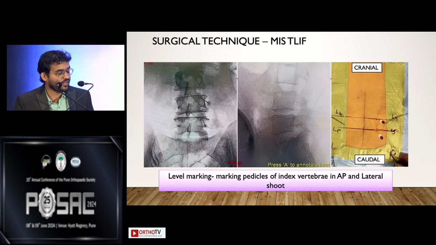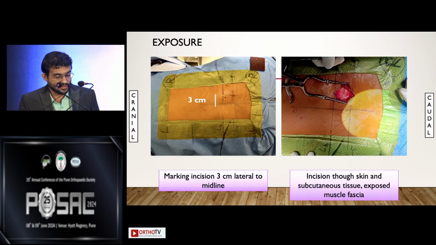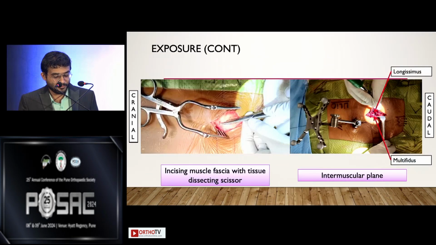Coming to the surgical technique for MIS TLIF, first we do the level marking. The pedicles of the index vertebra are marked in the anteroposterior and lateral shoot. An incision is taken 3 centimeters lateral to the midline, going by the Wiltse approach. We incise the skin and subcutaneous tissue, and the muscle fascia is cut. Then we identify the intermuscular plane, and with finger dissection we go through the longissimus and the multifidus muscle and reach directly at the facet joint.